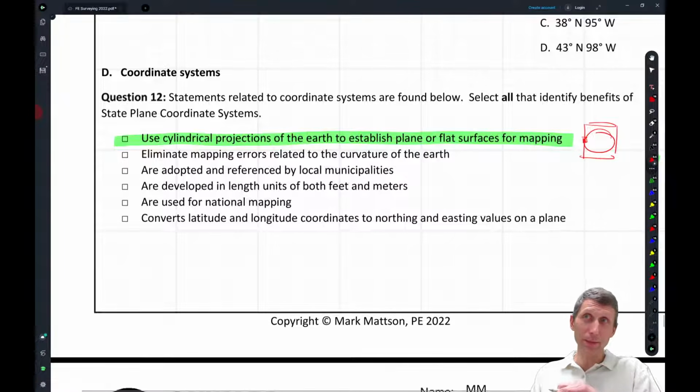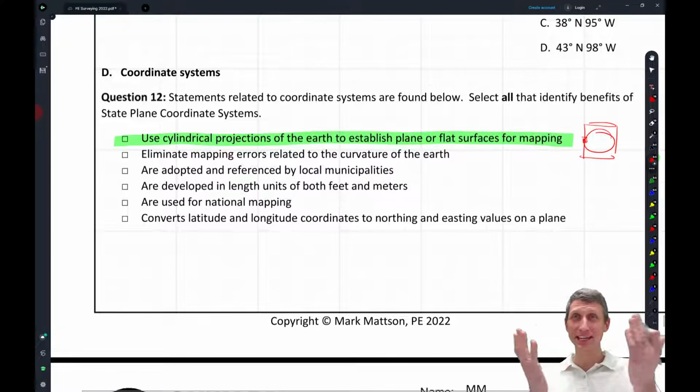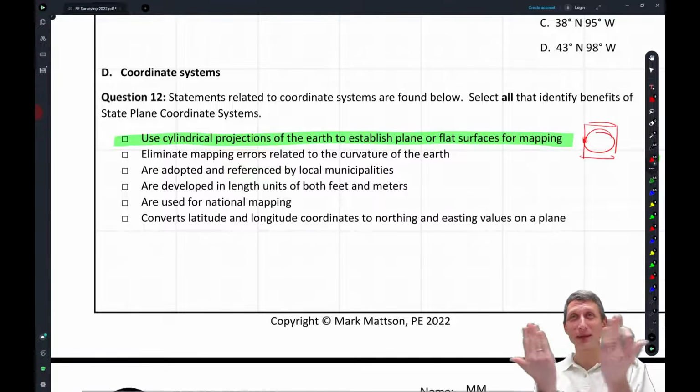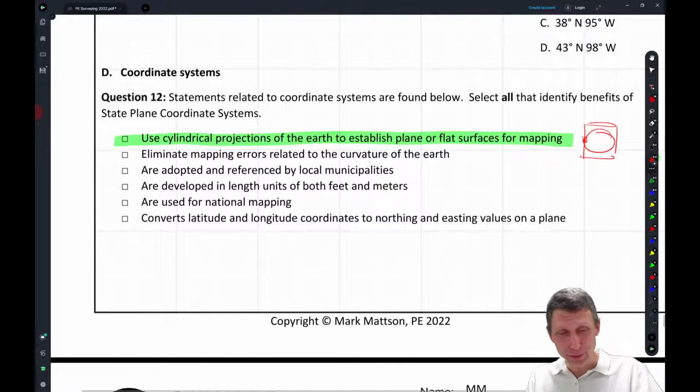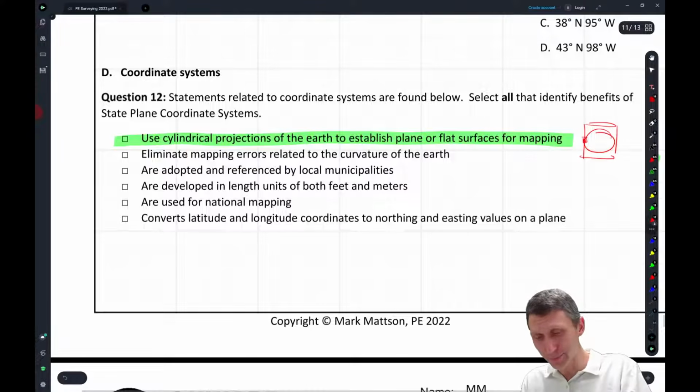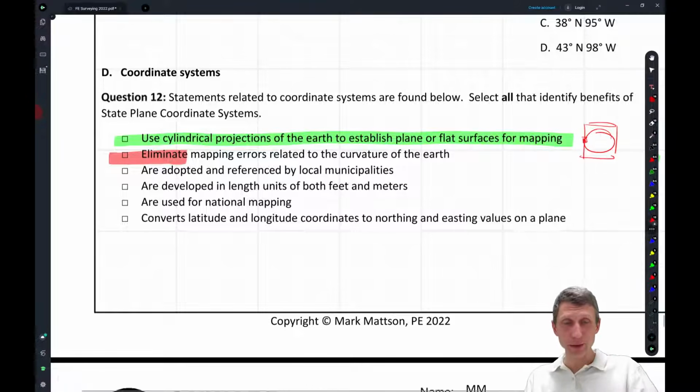Does this eliminate mapping errors related to the curvature of Earth? No, it doesn't eliminate mapping errors. It actually introduces mapping errors because it takes a curved surface and makes it flat. So this introduces mapping errors and doesn't eliminate them. Okay, so that's not a good one.